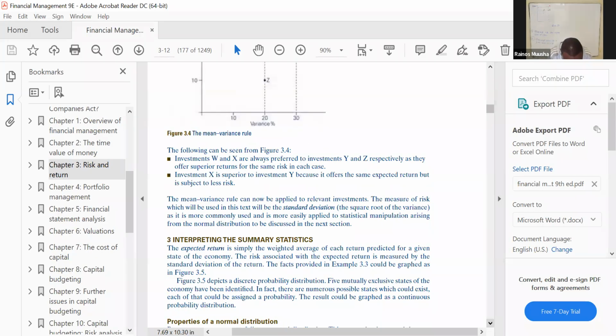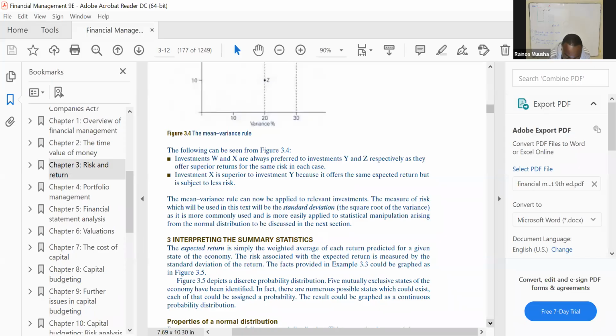So here they say the mean variance rule can now be applied to relevant investments. The measure of risk which will be used in this text will be the standard deviation, and it is more commonly used and more easily applied to statistical manipulation arising from the normal distribution, which is going to be discussed in the next section as well.